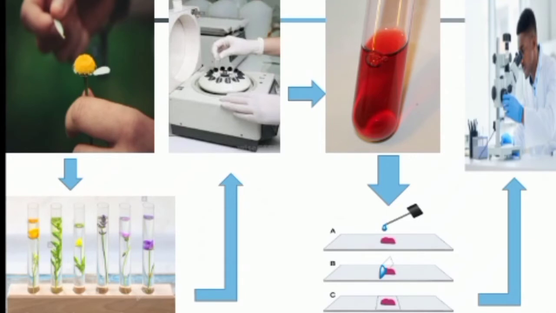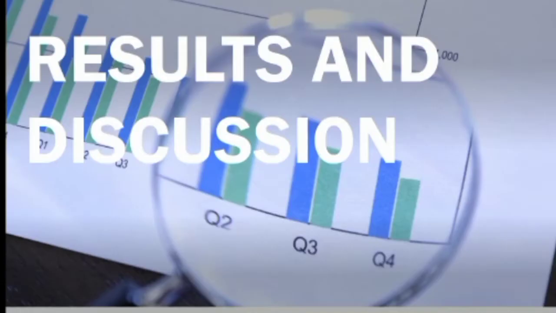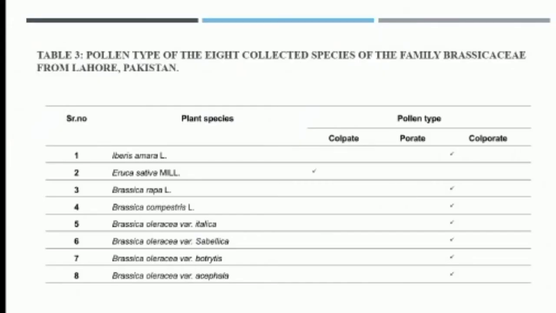This picture here shows the diagrammatic representation of the methodology which was carried out, including the separation of the anthers, maceration, their fixation in the centrifuge machine, and then the staining, further the mounting, and then further analyzing them with the help of a trinocular microscope. Results and discussion are further discussed.